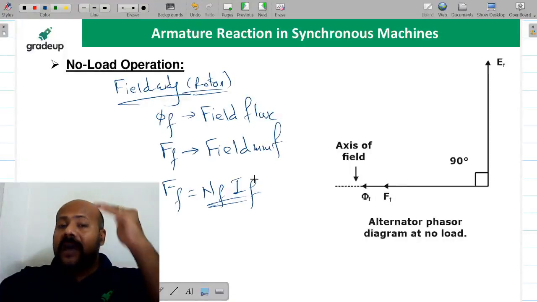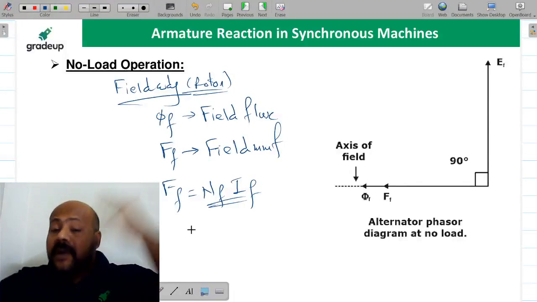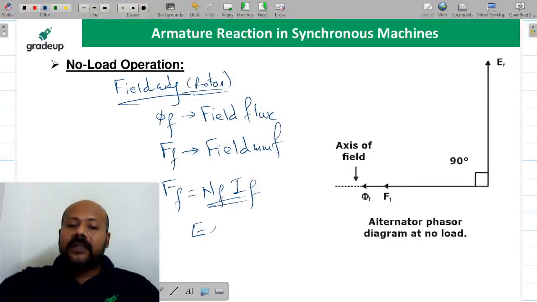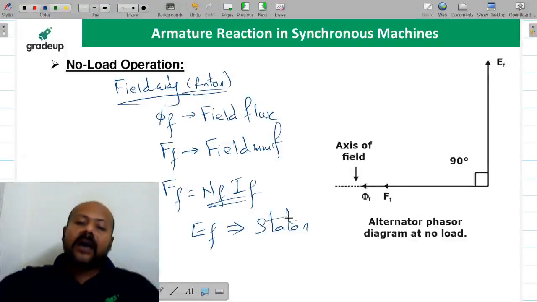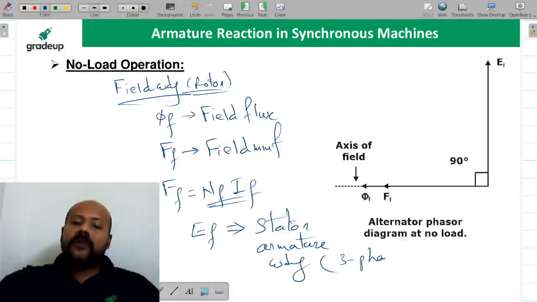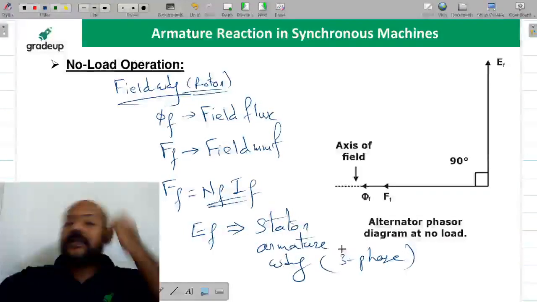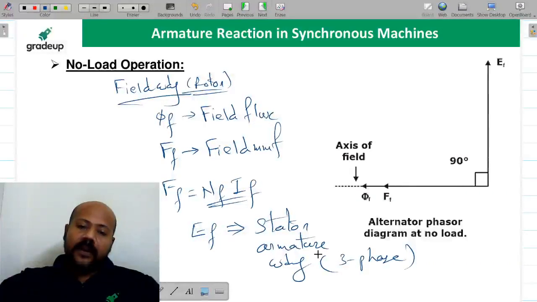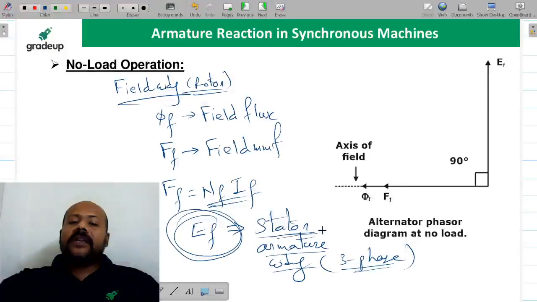Now this thing we have already understood in yesterday's class, that the EMF which is going to be induced, where is this EMF induced? This EMF is induced in the stator armature winding. Let me tell you, it is going to be a three-phase winding. This we discussed when we were discussing the construction details of the synchronous machine. The stator armature winding is a three-phase winding, so this Ef is going to be induced in the stator.